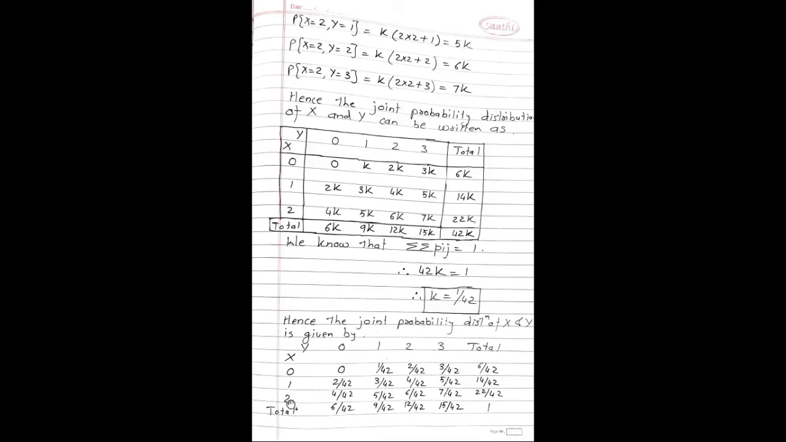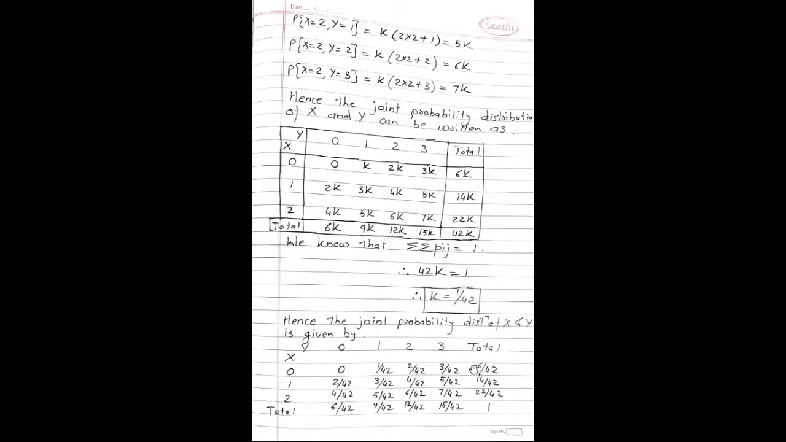x is equal to 2, y is equal to 0. The probability is 4 upon 42. x is equal to 2, y is equal to 1. The probability is 5 upon 42. x is equal to 2, y is equal to 2. The probability is 6 upon 42. x is equal to 2 and y is equal to 3. The probability is 7 by 42.